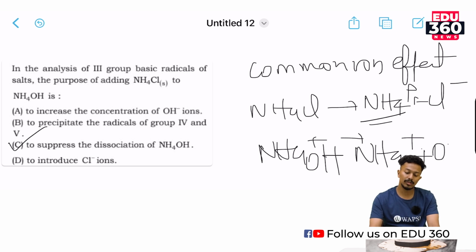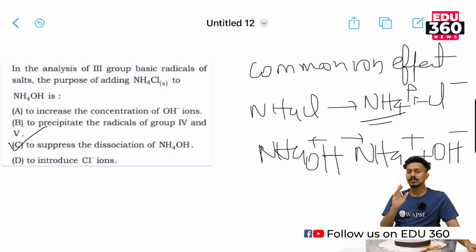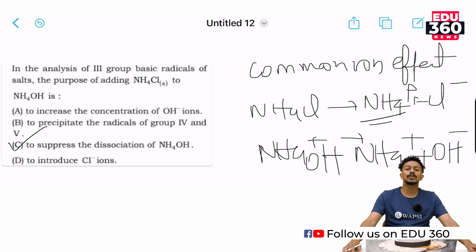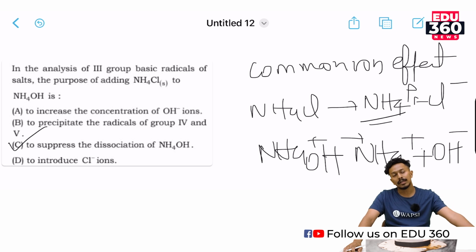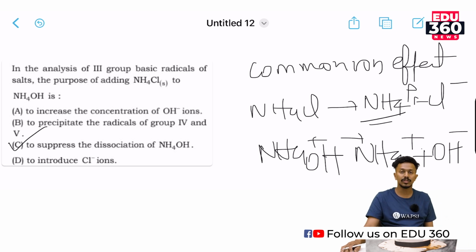NH4 plus and OH minus. So far this is the right answer, common ion effect. We have earlier studied in the laboratory exams, and the teacher might have explained to you in person, that we are using ammonium chloride for the purpose of the common ion effect, to eliminate the common ions that are present in the solution. So this question is completed. Option C, to suppress the dissociation of NH4OH.